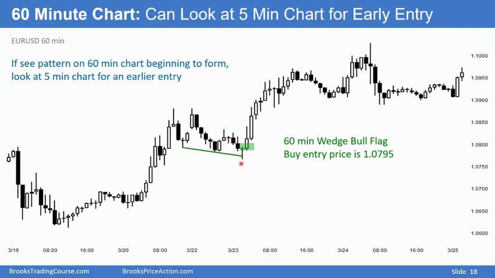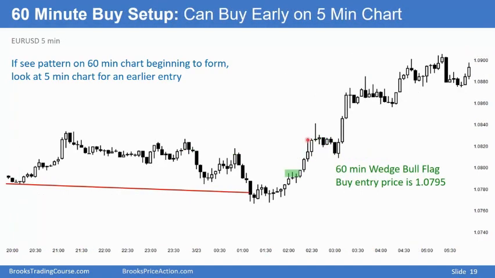You can take the trade on the 60-minute chart, buying above the high of this bar, or you can look at a smaller time frame chart for an earlier reversal. If you buy the wedge bull flag here, your entry is here, 1.0795. And this is the 5-minute chart. This would be the 60-minute entry right there, 1.0795.